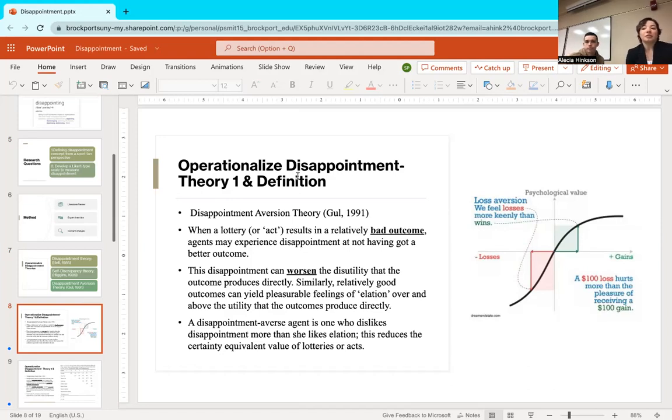According to the theory, individuals form expectations about the possible outcomes of their decisions and evaluate them based on their subjective preferences. They prefer options that have a higher expected value or a higher likelihood of meeting or exceeding their expectations. However, they also weigh the potential disappointment associated with each option and may choose a lower expected value option that has a lower likelihood of disappointment.